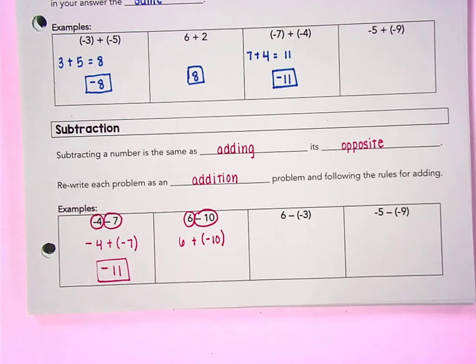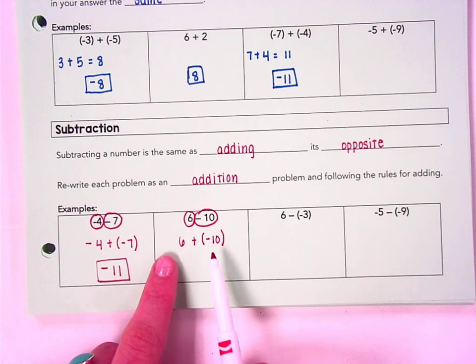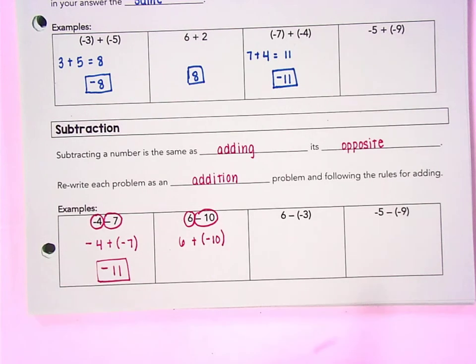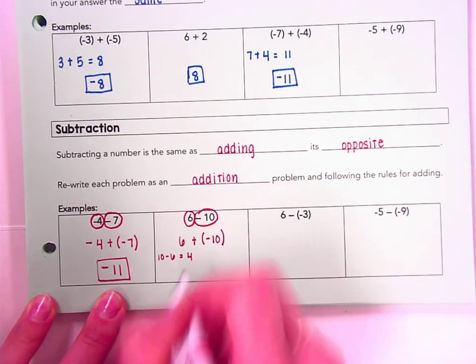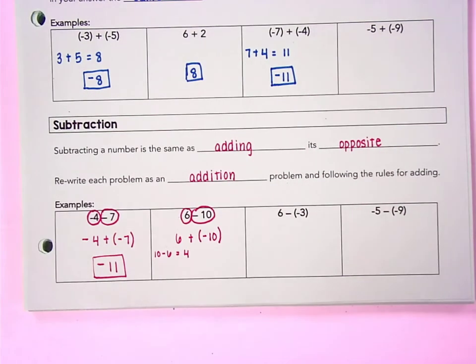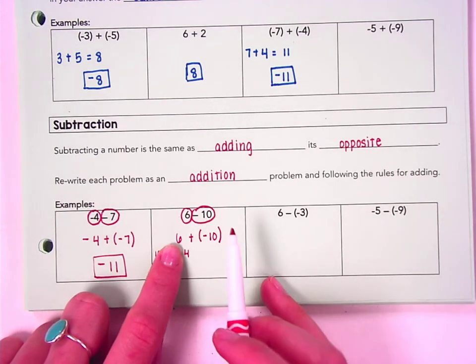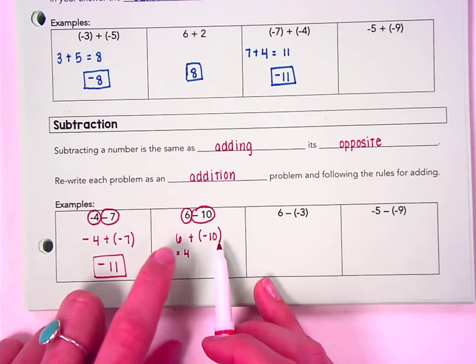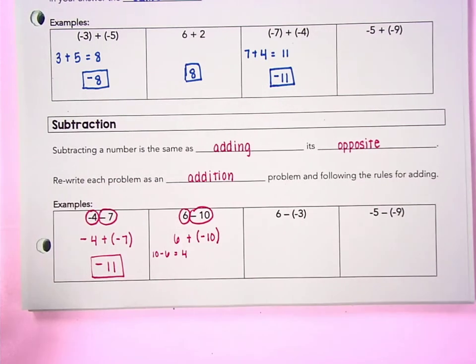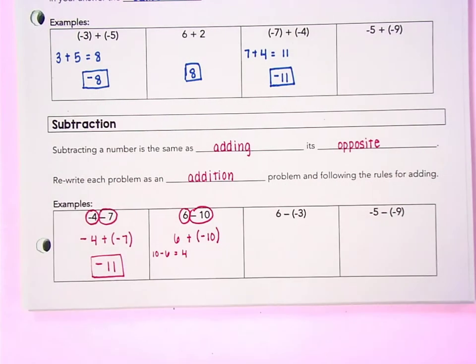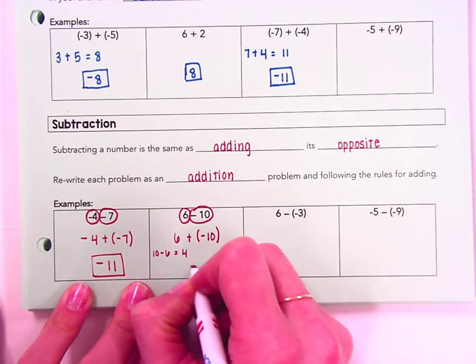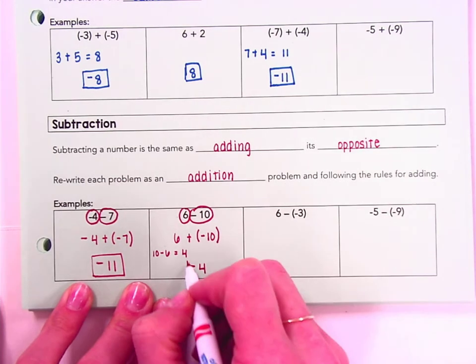Now that we have an addition expression, we can follow the rules for adding rational numbers. In this case, the signs are different because I have one positive and one negative. So I'm going to first subtract 10 minus 6 to find the difference, which is 4. Now to determine the sign in my answer, I'm going to look at the absolute values of each of these. The absolute value of -10 is larger than the absolute value of 6. I can also think about this in terms of the raw number: 10 is a bigger number than 6, so I'm going to keep the sign that goes with 10. So in this case, my answer is -4.